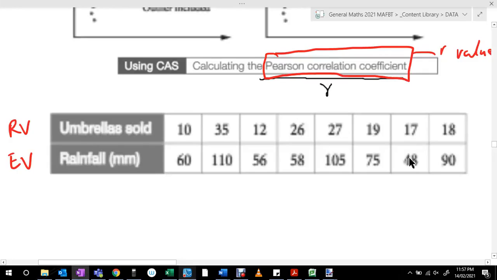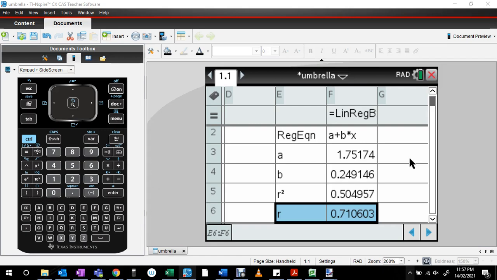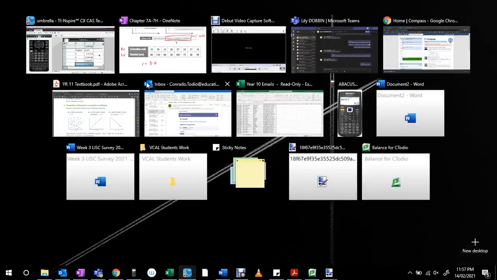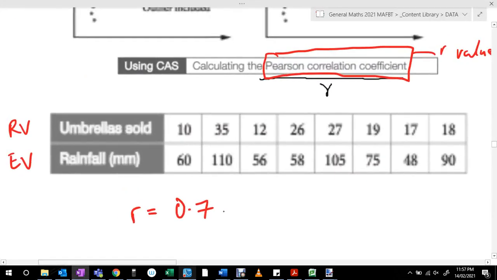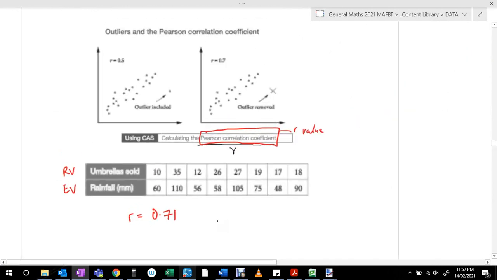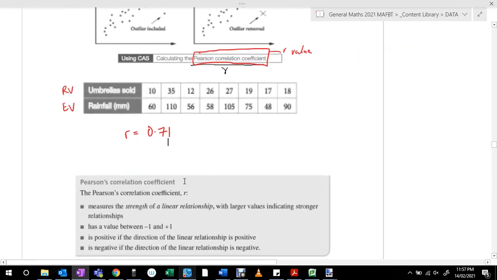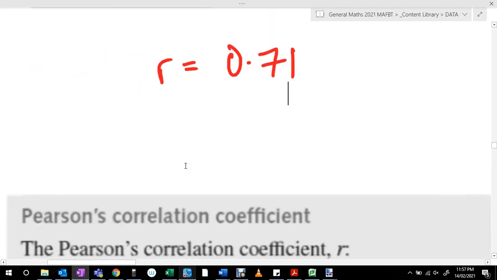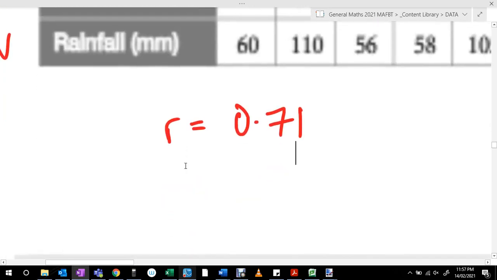0.710603. So just leave it as 0.71 for the R value. That means if I was to make a graph for this, the R value would be 0.71, so it's positive. It's probably going to be moderate, and it's linear.